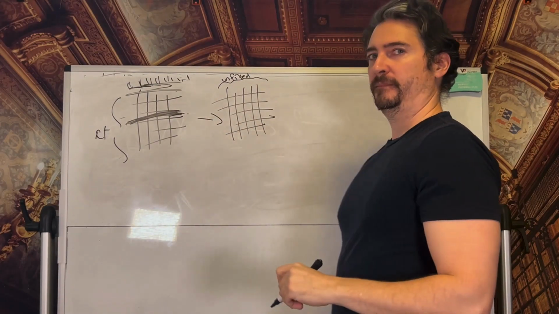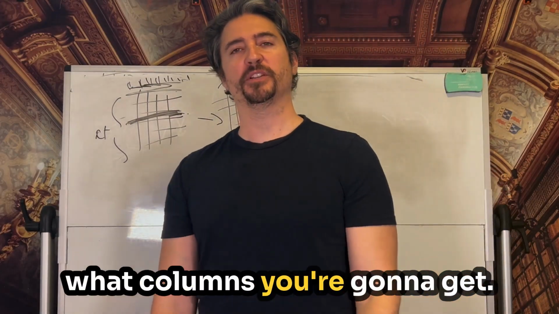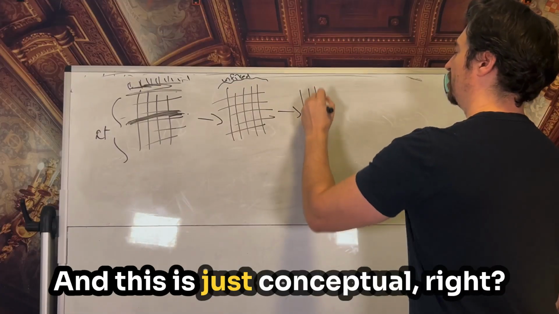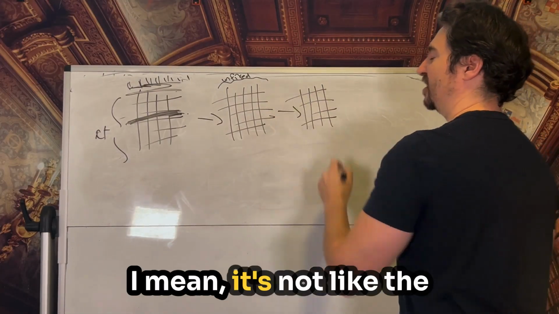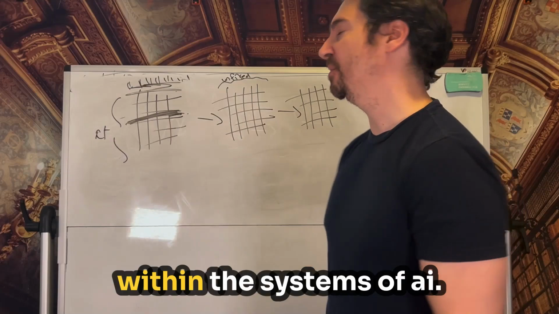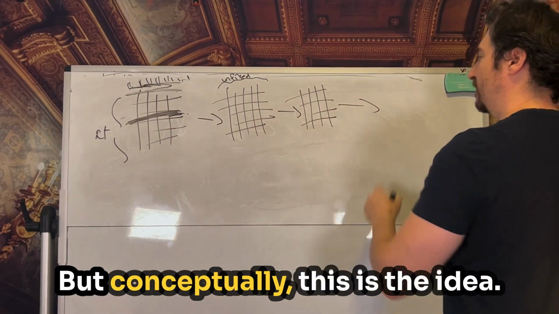Whatever columns you had, I don't know what columns you're going to get when you're done. You're going to keep going. And this is just conceptual. It's not like the columns in the original data set are actually changing. The data gets re-represented within the systems of AI, but conceptually, this is the idea.